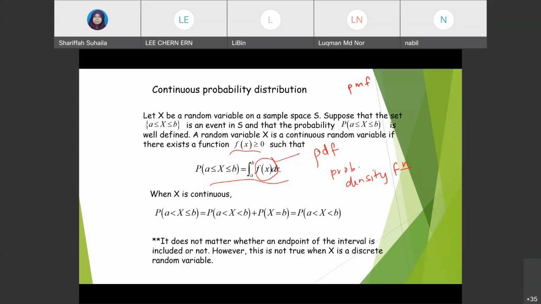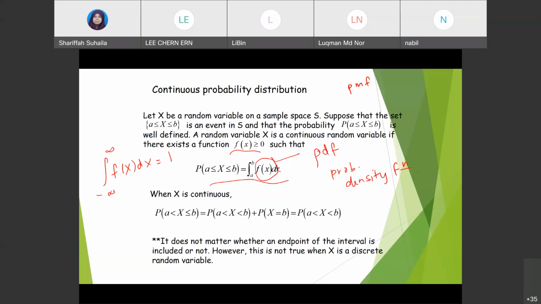The same thing, f(x) must be greater than or equal to 0. And then when we integrate over the range, it should give you equal to 1. Let's say our range here is from minus infinity up to infinity. If you integrate f(x) dx over the range, depending on the function and what range is given, it should give you equal to 1. So that is the concept in continuous random variable. We play around with integration.